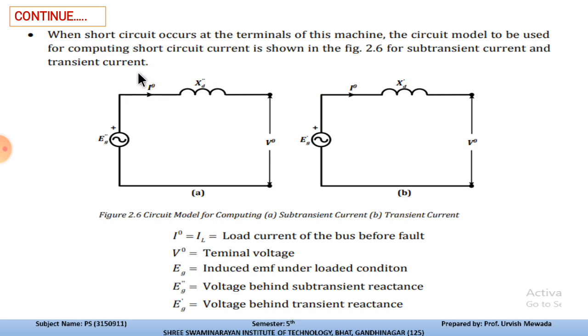Whenever a short circuit occurs at the terminals of this machine, the circuit model to be used for computing the short circuit current is shown in figure 2.6. This diagram shows the circuit model for computing the subtransient current and the transient current. Here you can see the reactance which appears at the time of subtransient condition, that is XD double dash, and the reactance at the time of transient condition, that is XD dash.